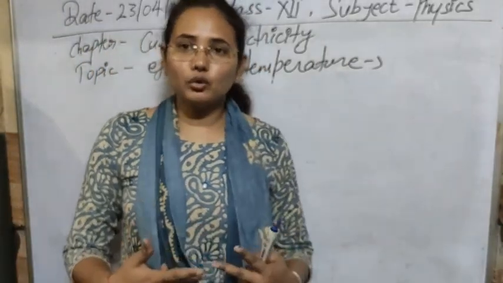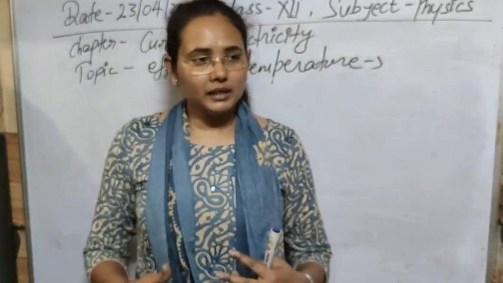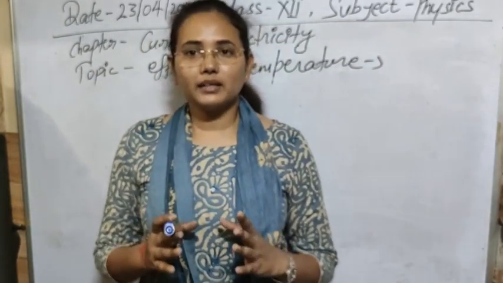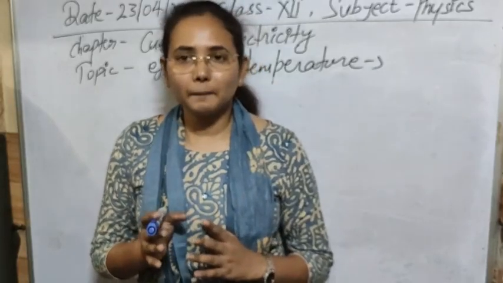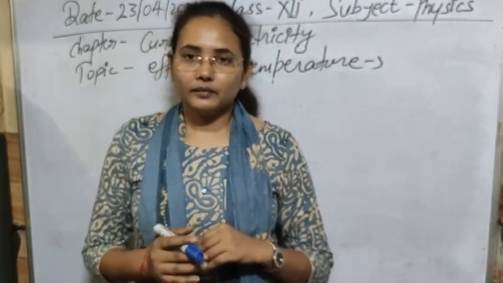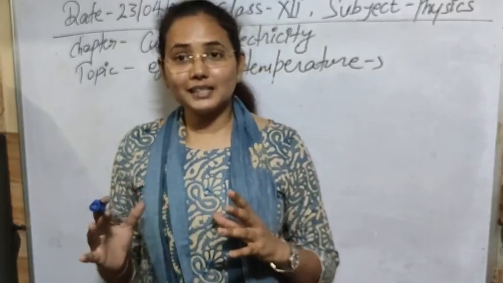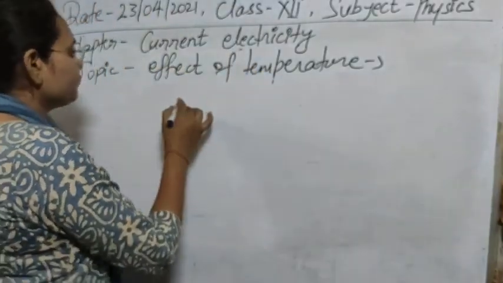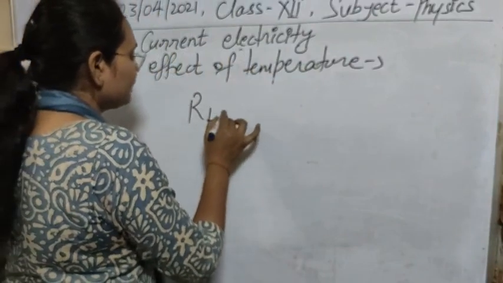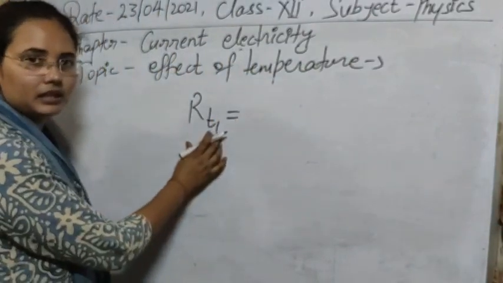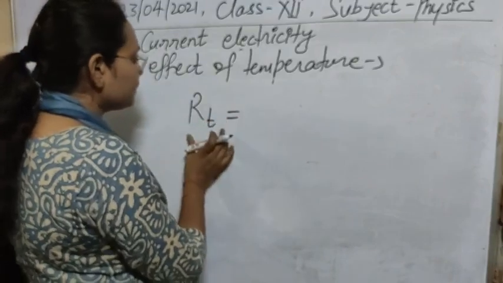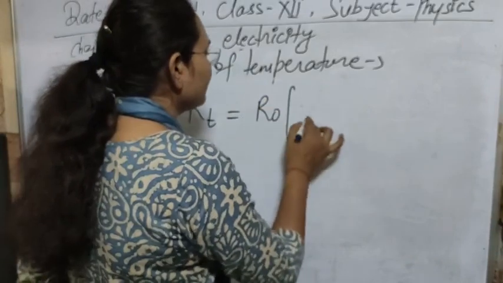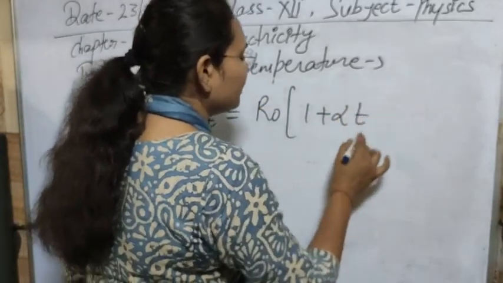Even we can compare two metals by it, to see which metal is better for conductivity. Obviously the better metal is the one for which the resistance is very small, or for which there is a small change in resistance due to change in temperature. Suppose for one metal the resistance at any temperature T is RT, and for that case this is R0, times 1 plus alpha T.